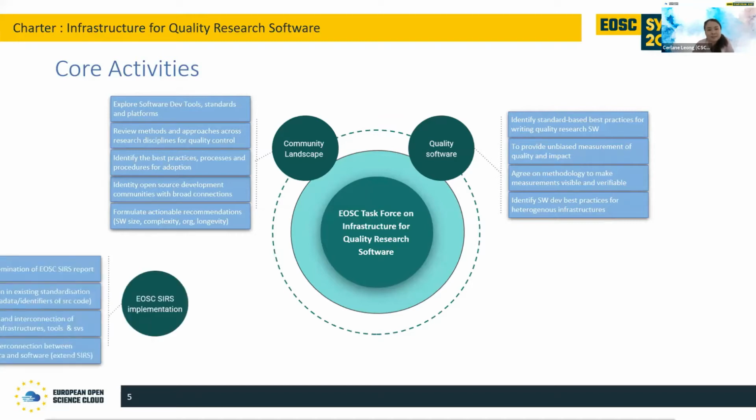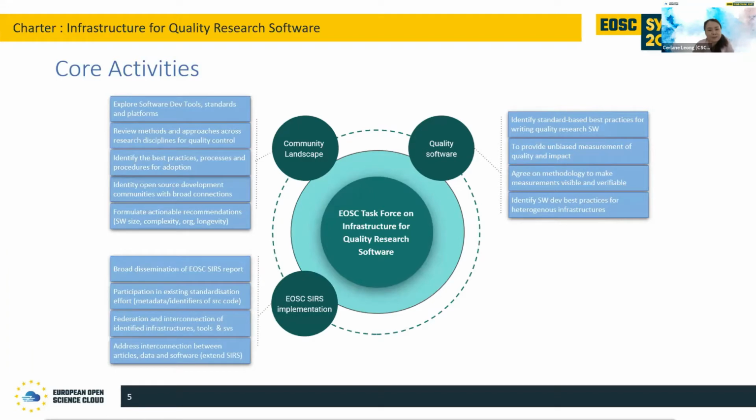Next, please. And the fourth one is the EOSC-ERIS implementation, where we would like to share this documentation or report with the community and also work on top of it to extend it further based on what we are trying to achieve within this particular task force.